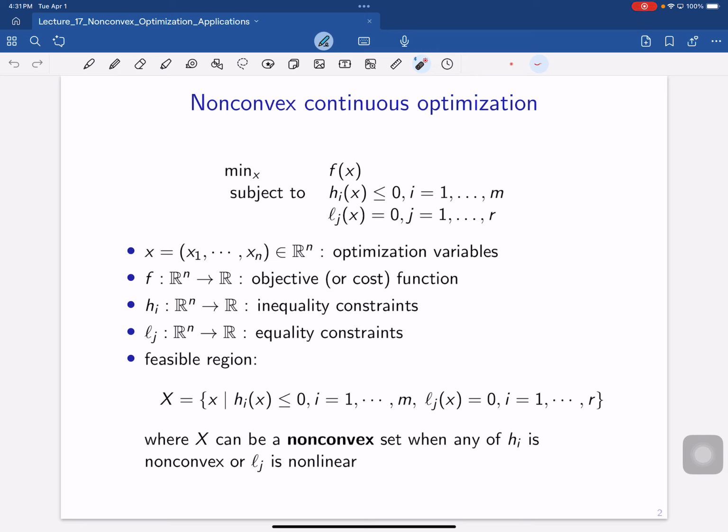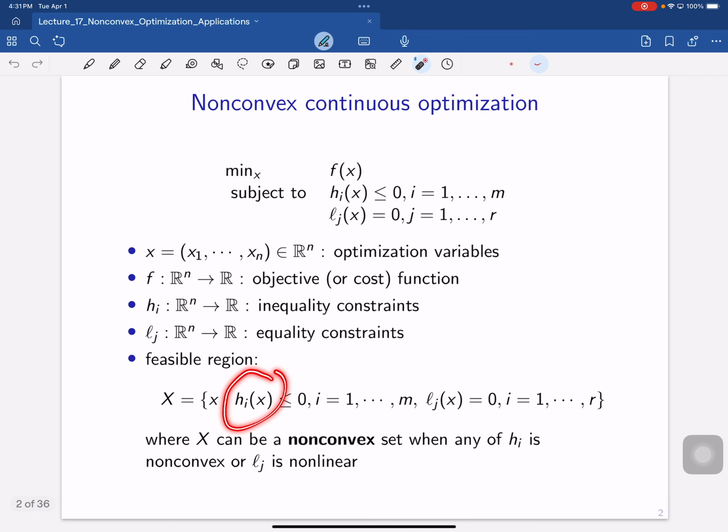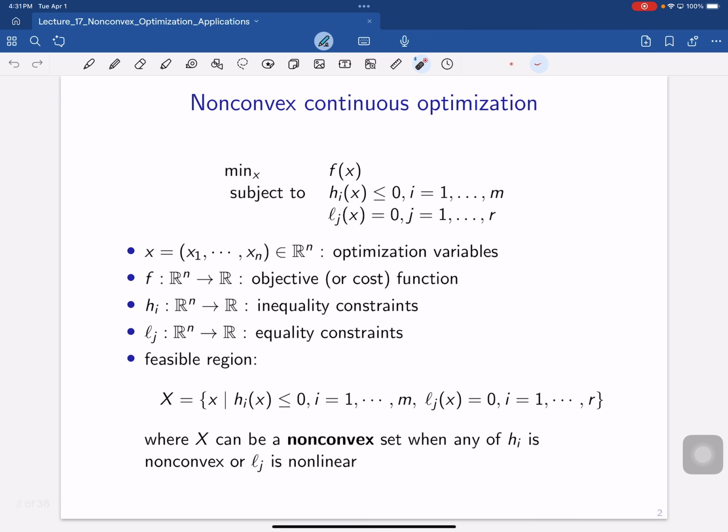Remember, when we talk about convex optimization problems, in order for the feasible region to be convex, we assume all the h of x are convex functions and all the equality constraints are represented by linear functions. Now, if any of the hi of x are non-convex or any of the equality constraints is nonlinear, then the feasible region can represent a non-convex set. Okay. So that's what we will talk about for the next few lectures.